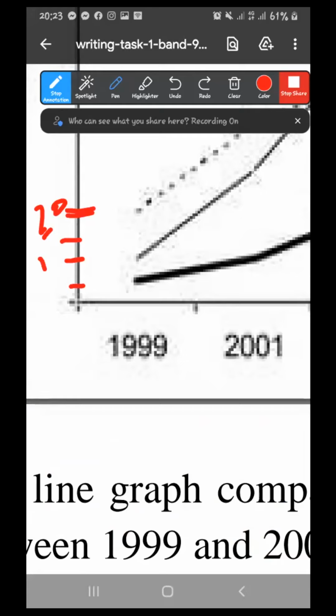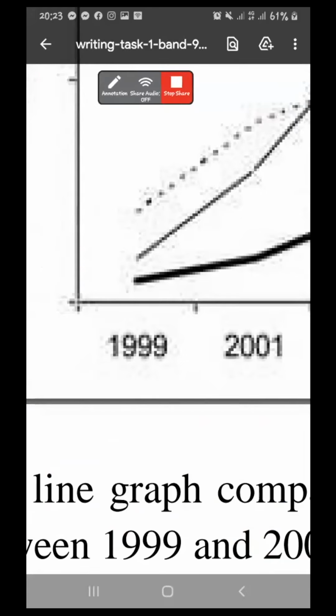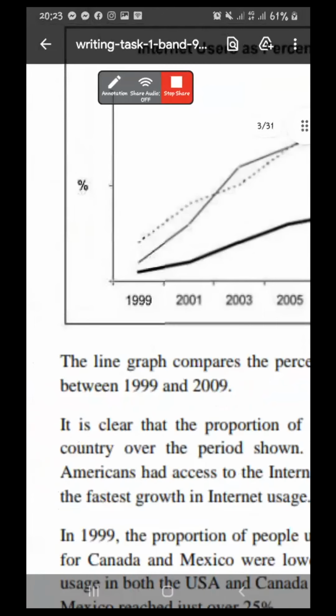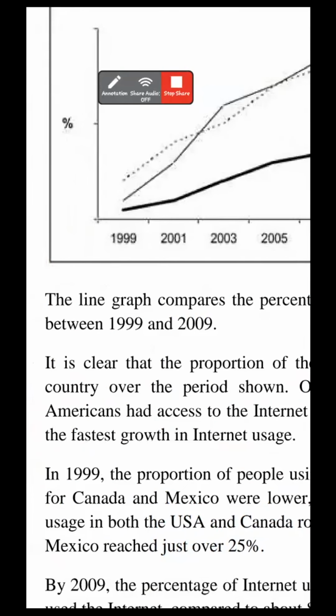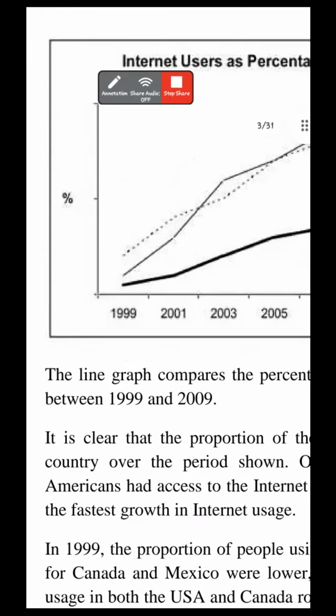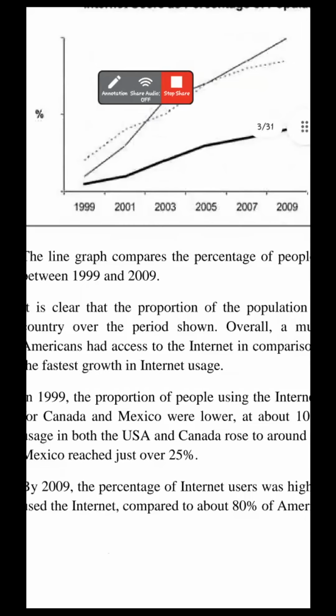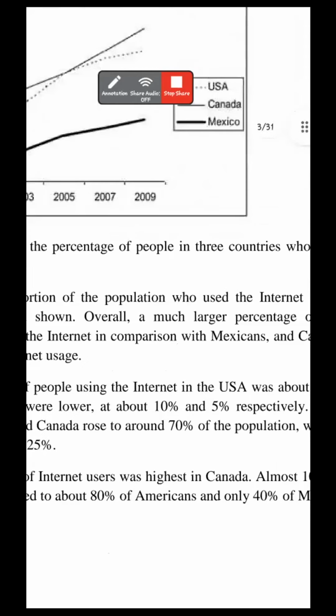We have to understand that here we can't see it exactly, so I have to make an assumption. It's basically based on assumption, but in the exam hall, they will provide you questions with more details, but here the percentage is not given. But anyway, in 1999, the proportion of people using the internet in the USA was about 20%.